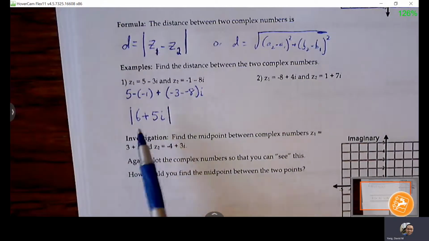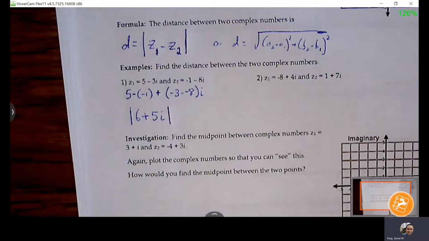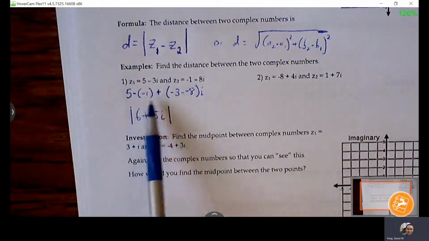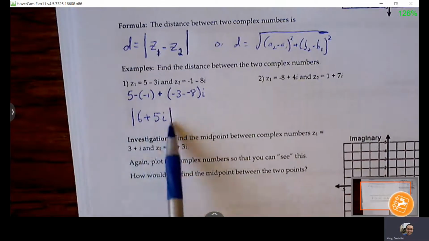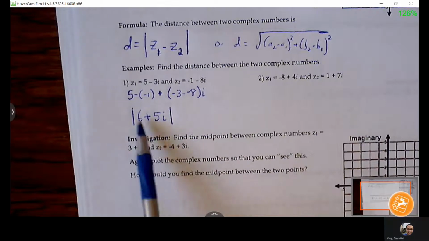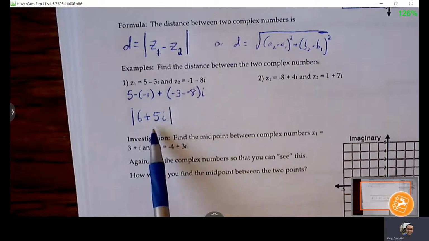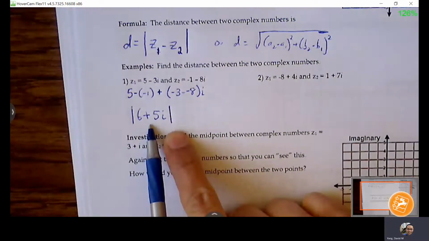Once we're here, this feels just like the previous page. We're just going to find the modulus. We're just going to find the distance from the origin. Now that we've created z sub 1 minus z sub 2, we can just do Pythagorean theorem to find that distance.